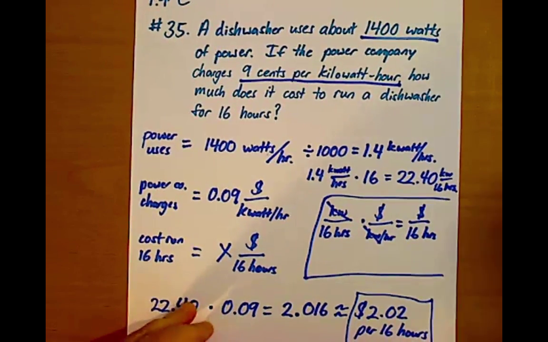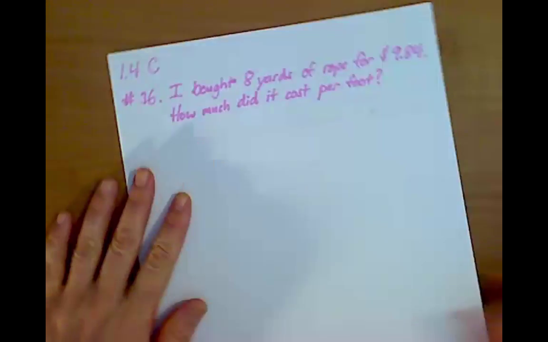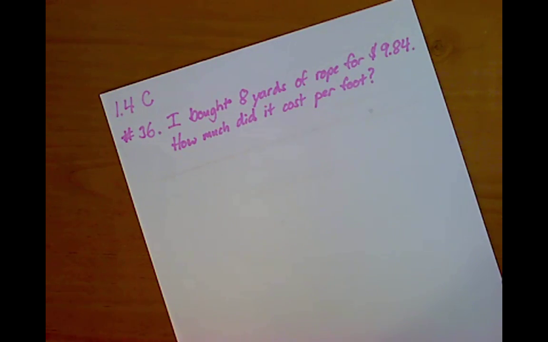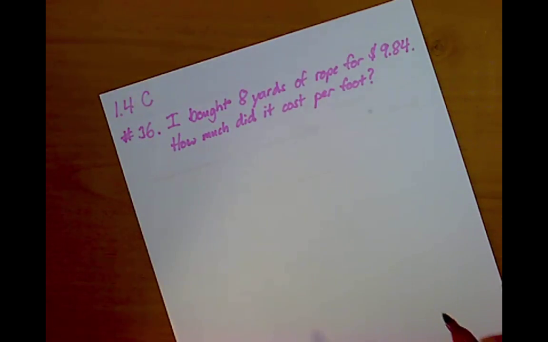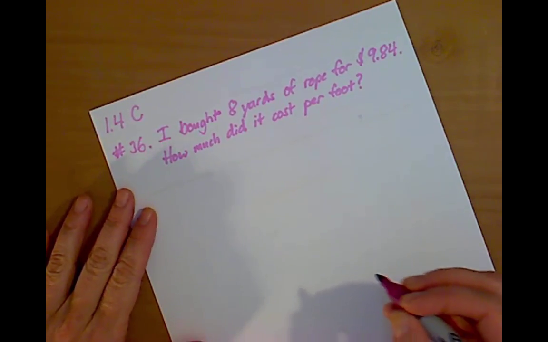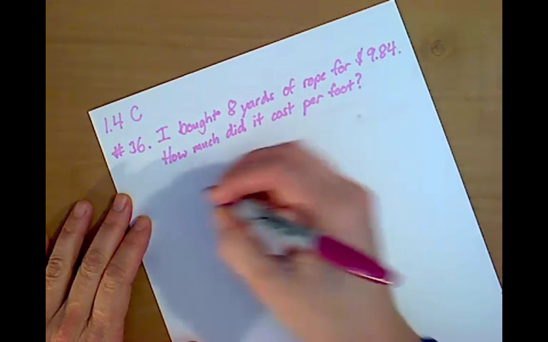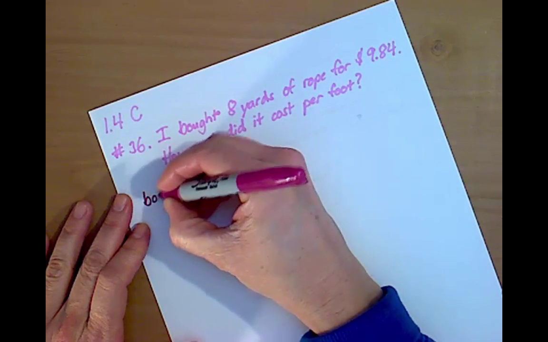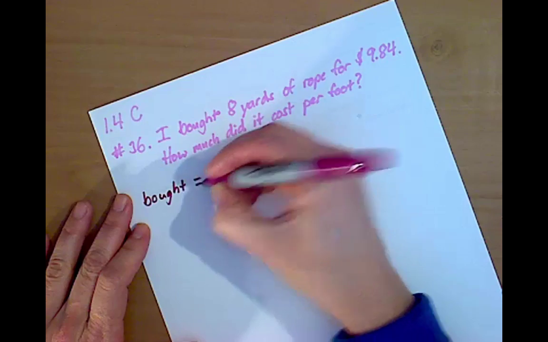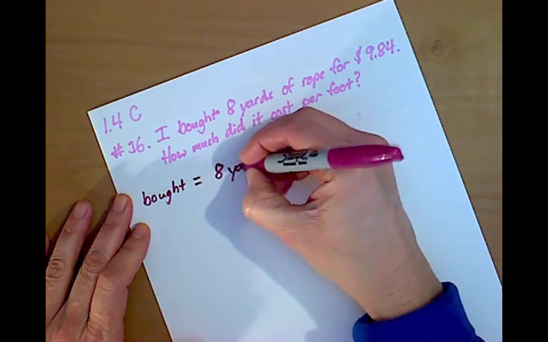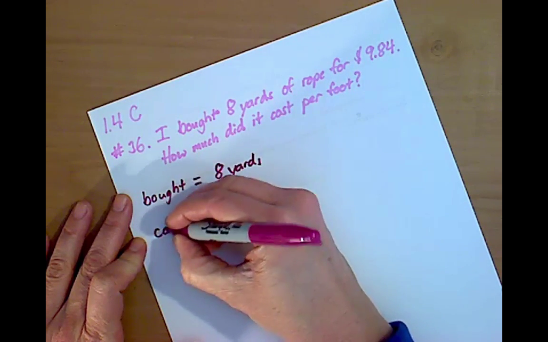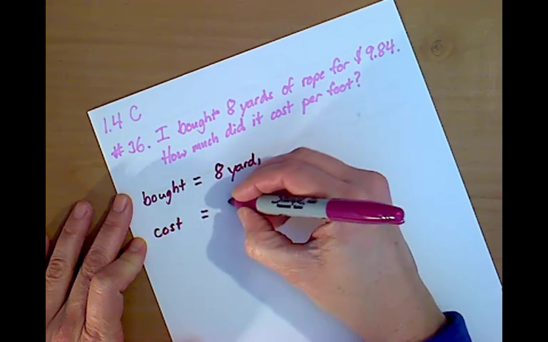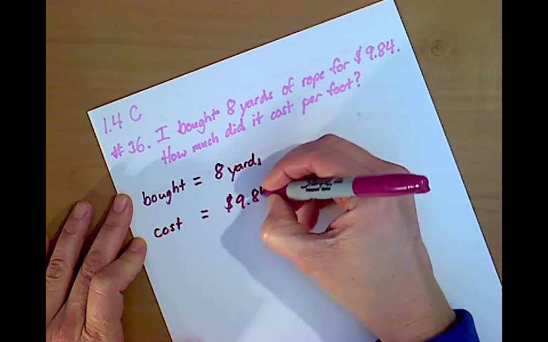And our last one, number 36. I bought 8 yards of rope for $9.84. How much did it cost per foot? So what did I buy? I bought 8 yards. What was the cost? Was $9.84.